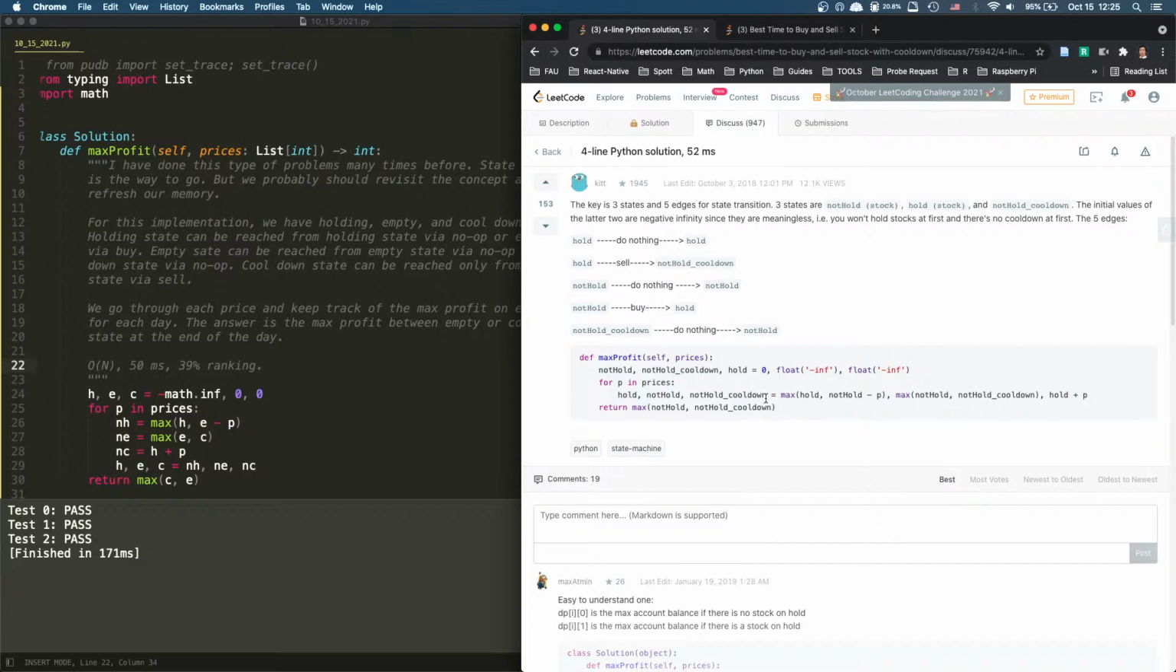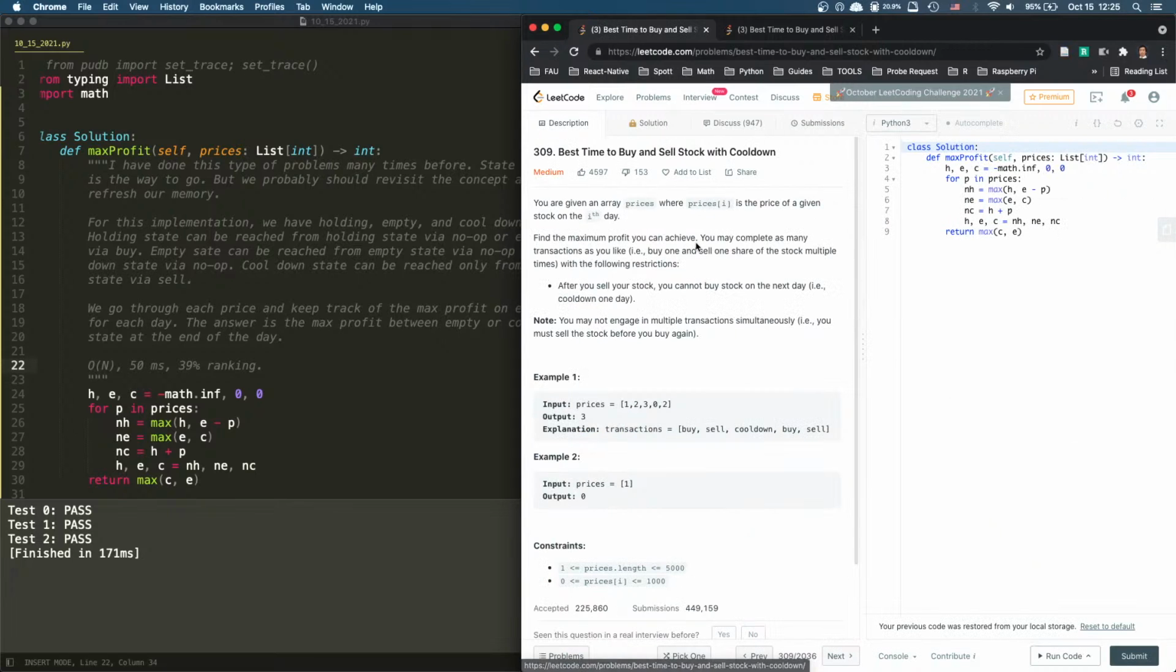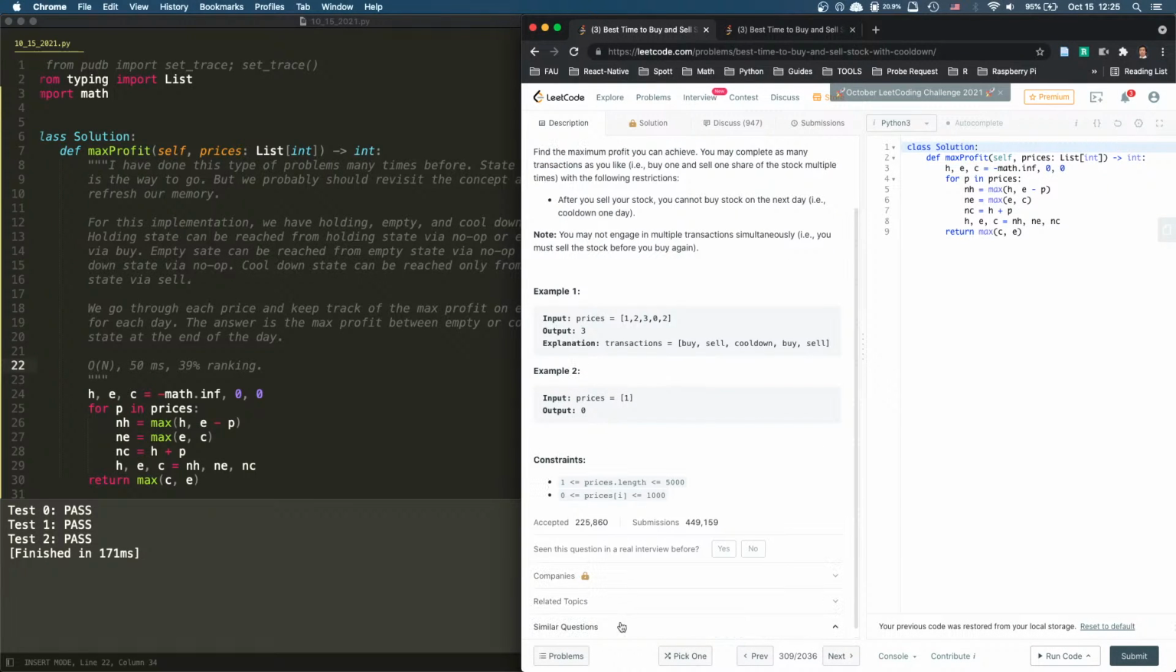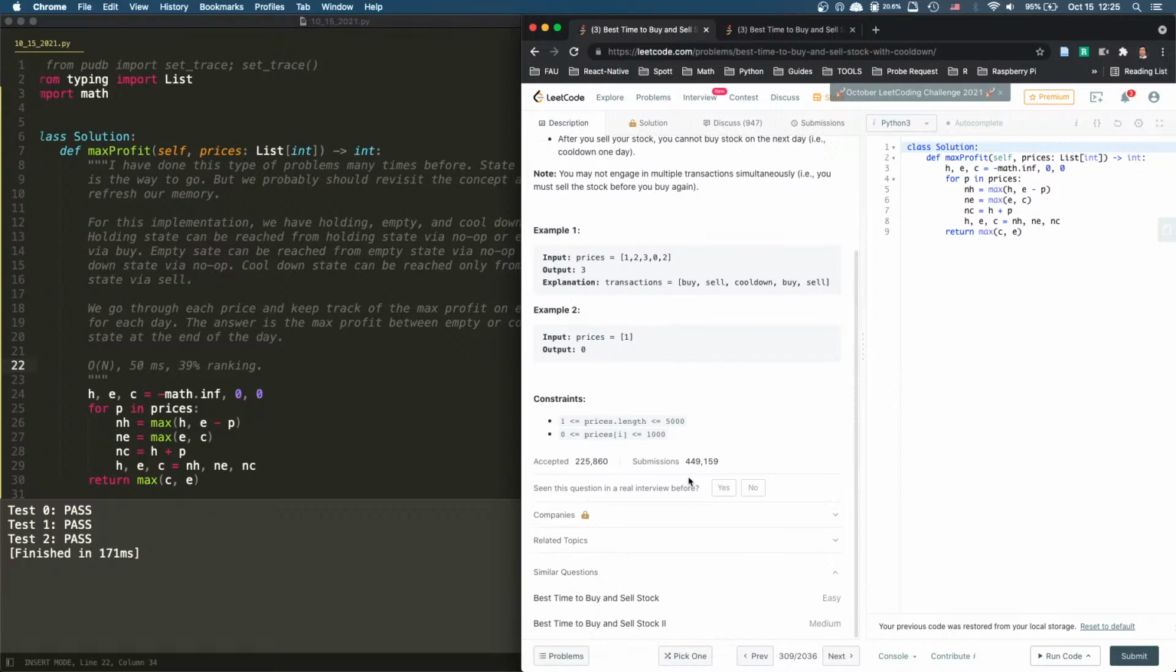I try to avoid writing something like this. This is easier for me to understand. I just use 3 more variables, so it's just much easier to understand. And this one is just hold, right? Not hold, and cooldown is this. Anyway, I think we can get there by looking at similar problems. There have to be a lot.